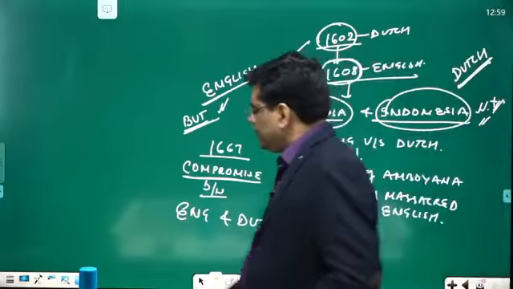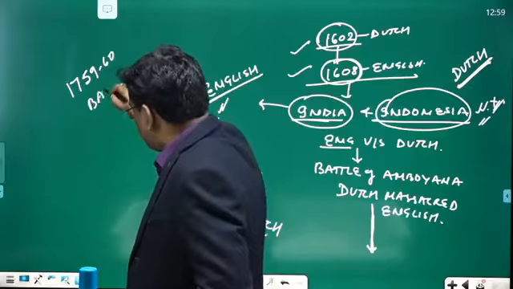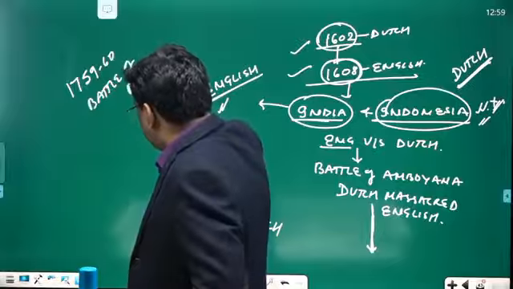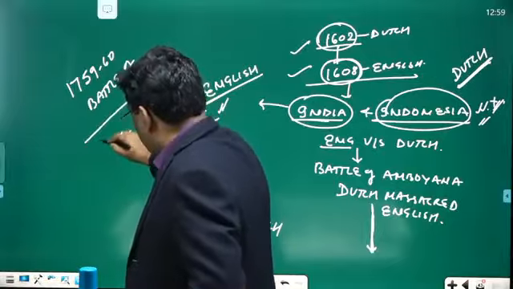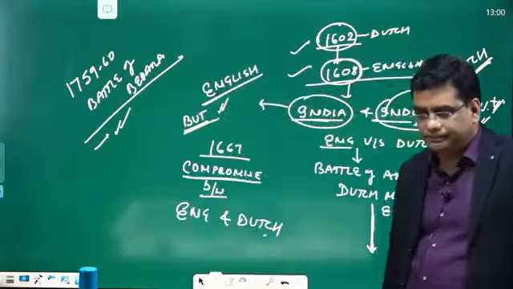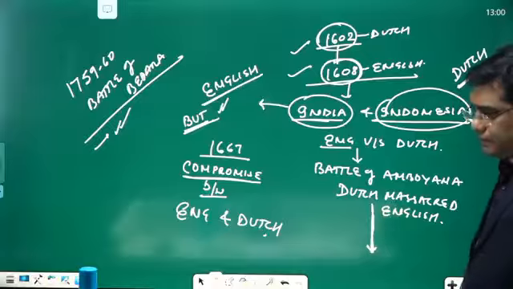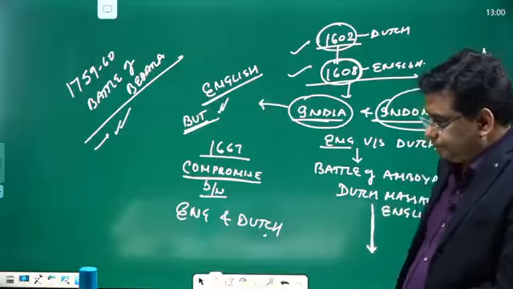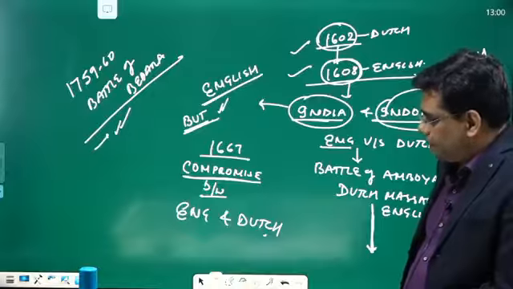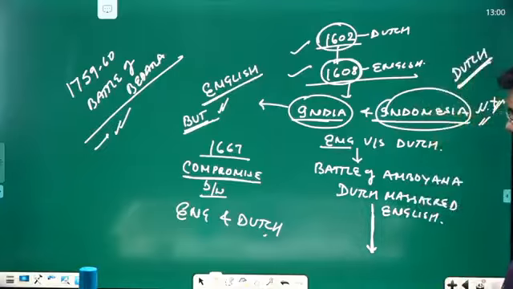And finally, another war between English and Dutch, that was in 1759-60. This is called the Battle of Bedara. Bedara is near Hooghly. Final defeat of Dutch at the hands of English. Dutch is out of the scene. So these are the important points of the Dutch.